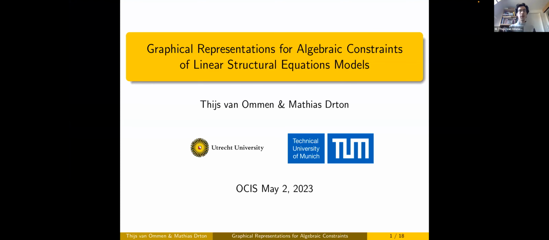Okay, thanks. I'll share my screen. Right, so indeed, this work, as mentioned, is joint work with Matthias Sturton. It was published last year at PGM, the Conference on Probabilistic Graphical Models. So if you want to see the more technical version of the story, you can find the paper there. Right, so what is this about?